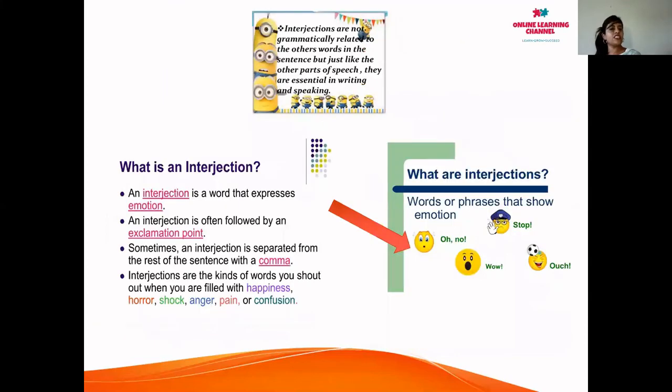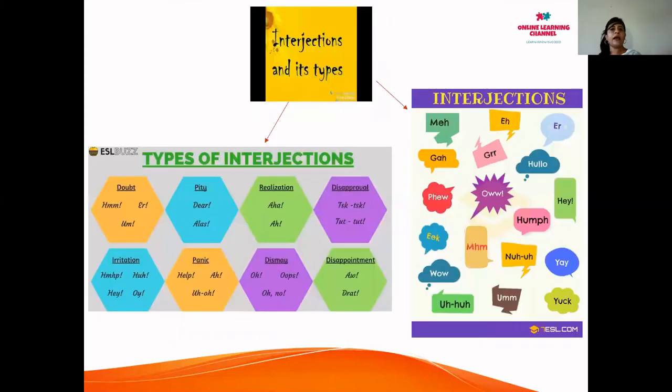Right, then we're going to look at interjections. What is an interjection? An interjection is a word that expresses emotion. An interjection is often followed by an exclamation point. Sometimes an interjection is separated from the rest of the sentence by a comma. Interjections are different kinds of words you shout out when you are filled with happiness, horror, shock, anger, pain, or confusion. Interjections are words or phrases that show emotions. I've helped you with your different types of interjections.